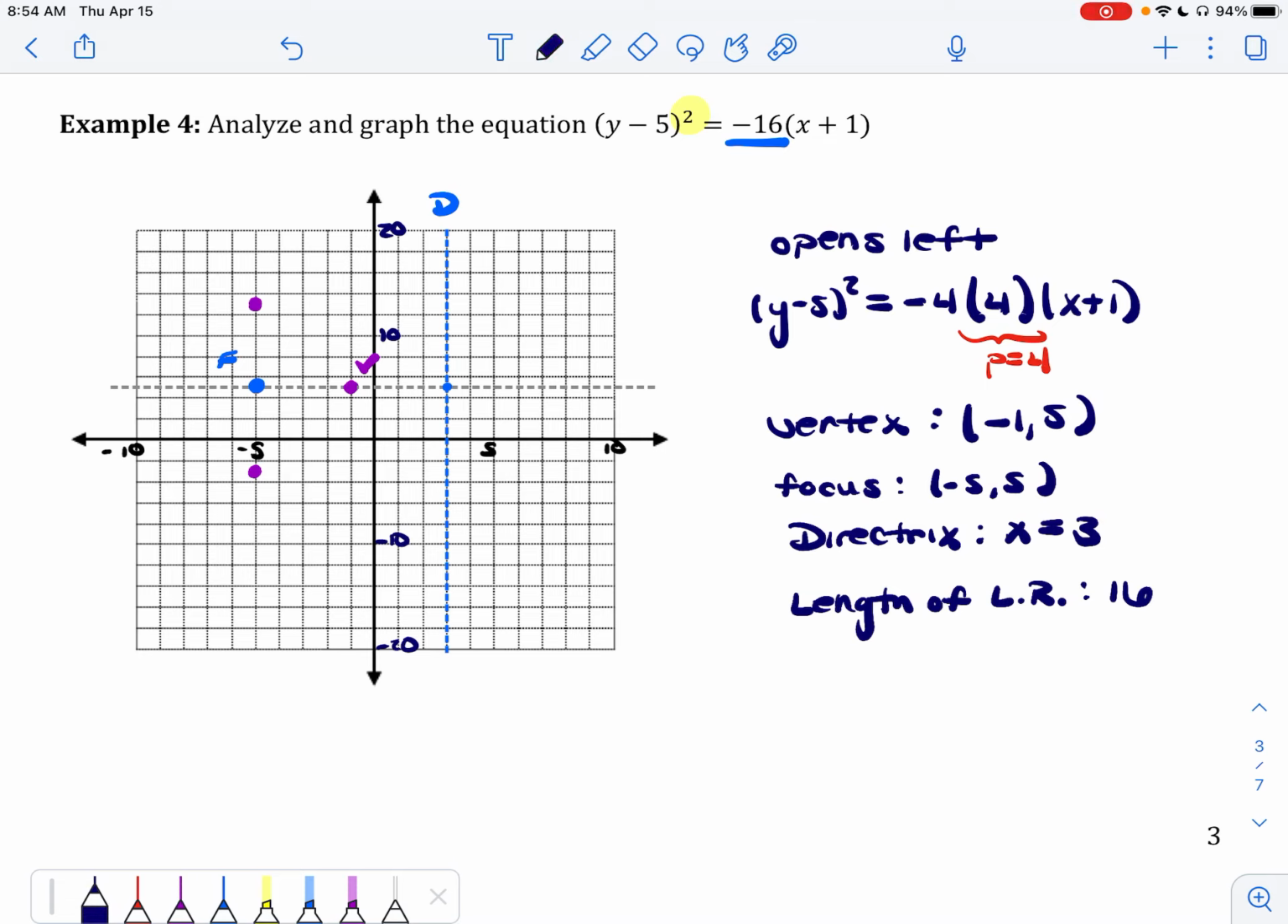Okay, so the points then on the latus rectum would be negative 5, 13, and negative 5, negative 3. And then just connect your points. And we have our parabola.